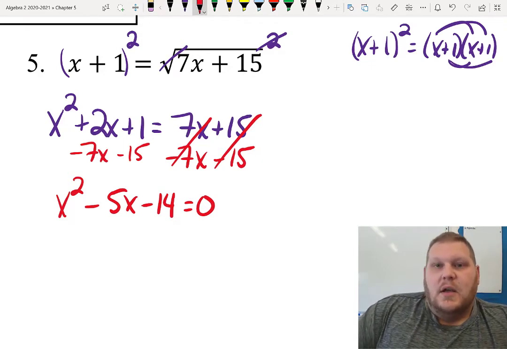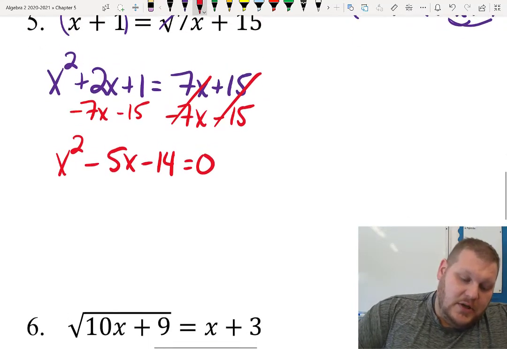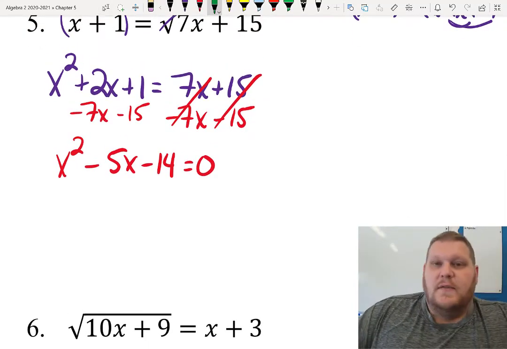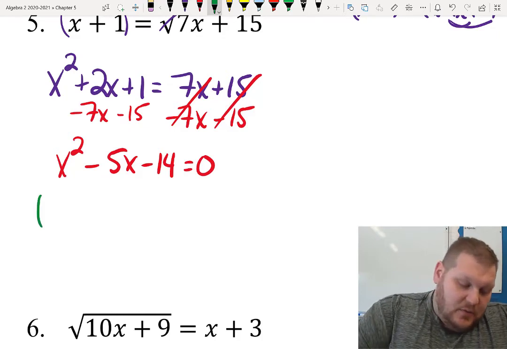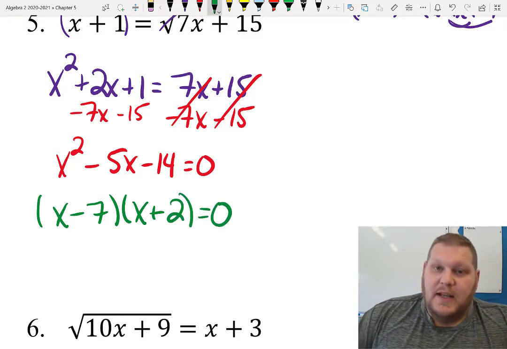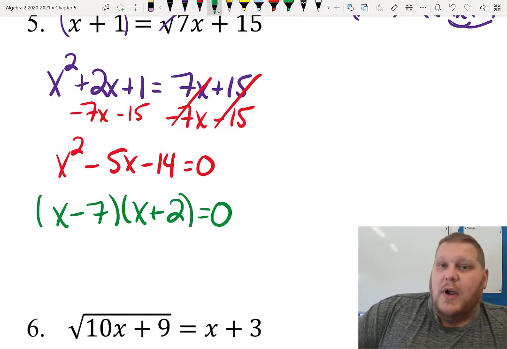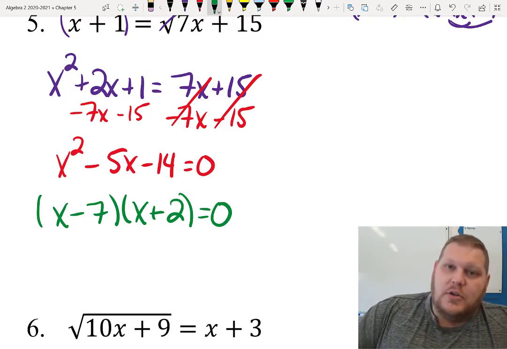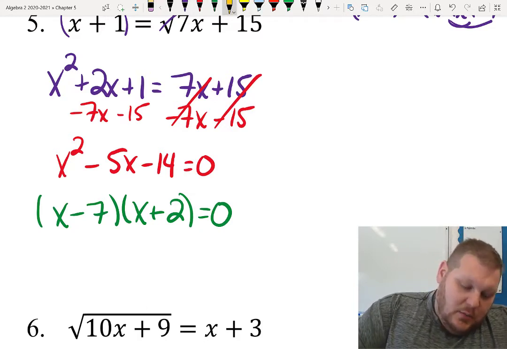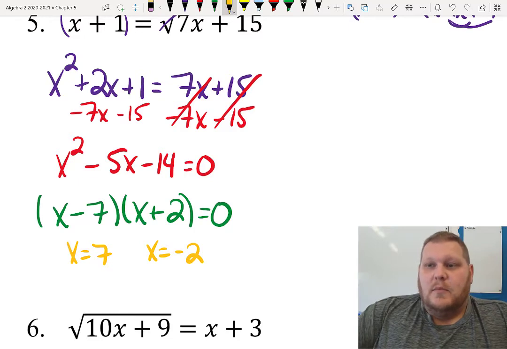We can factor that usually using the old school 2 parentheses factoring, right? What 2 things multiply together to give me negative 14 but add up to negative 5? In this case it should be x minus 7 and x plus 2. Negative 7 and positive 2 multiply to get negative 14, but add up to negative 5. So the zero product property allows us to solve each of those 2 parentheses by setting them equal to 0, and we should get x equals positive 7 from the first one, and x equals negative 2 from my second one.